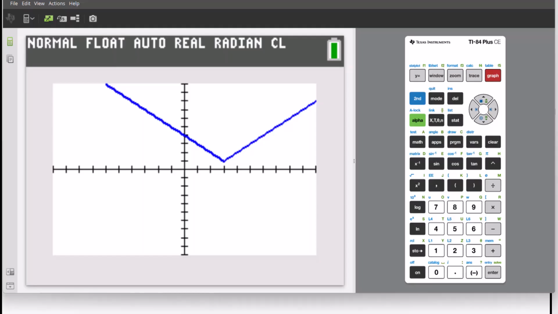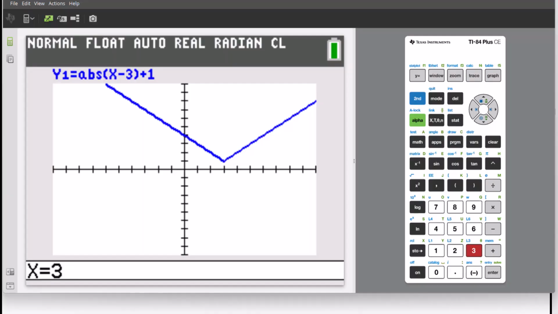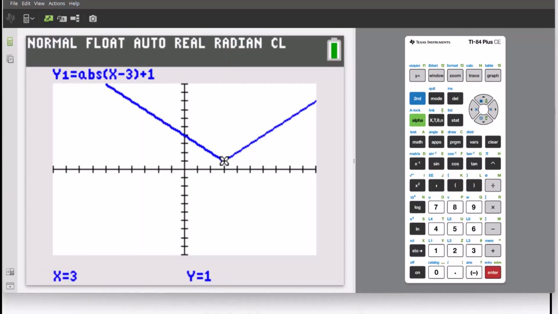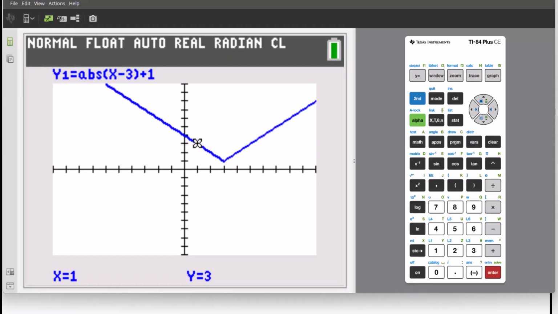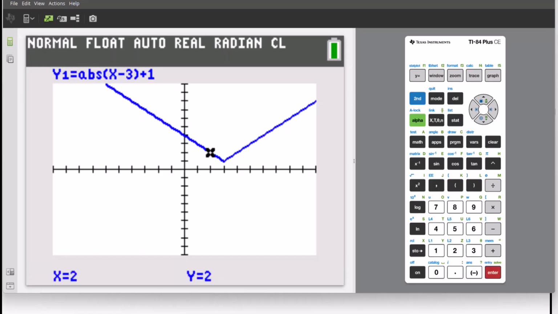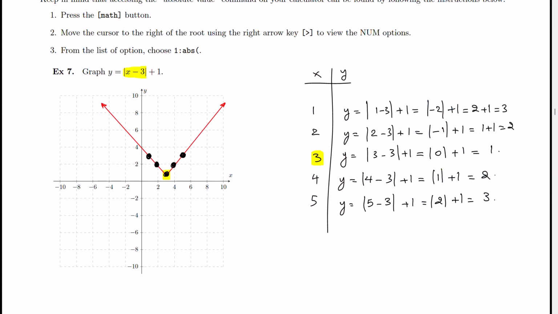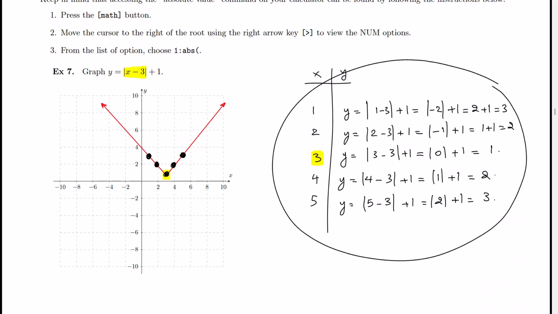So this is the same graph that we produced by hand. As a matter of fact, if you like, you can trace some numbers. So if I trace the value 3, I will see that it's given me 3 on the x-axis and 1 on the y-axis. So this is the same value found in our table. If I click trace 1, it'll show me 1 and 3. So the x is 1, the y is 3. And if I do 2, I'll see 2, 2. These are the same values that we found in our table previously when we did this process by hand.